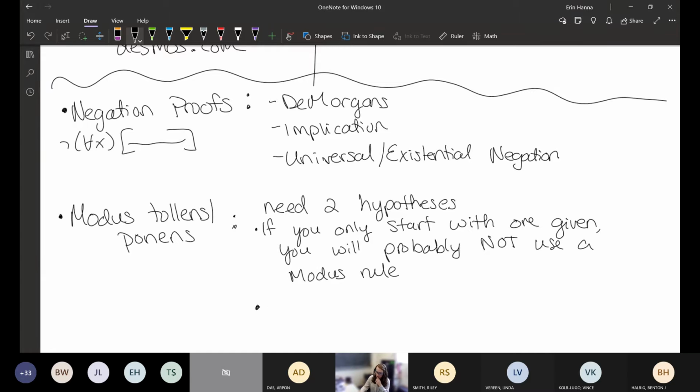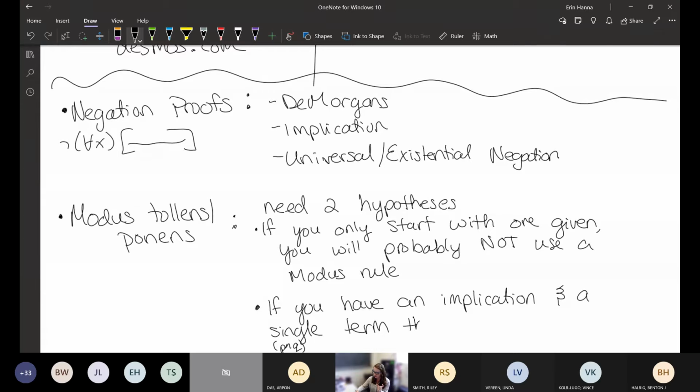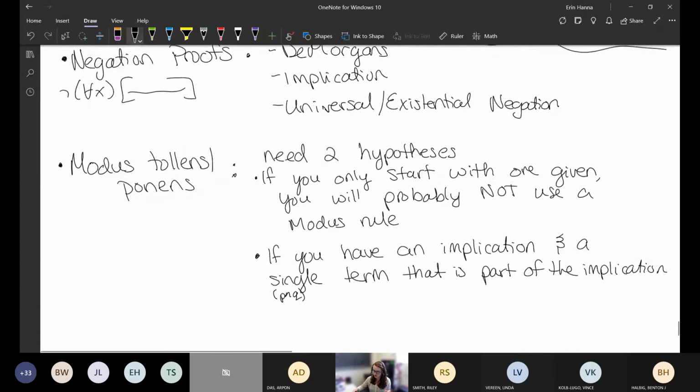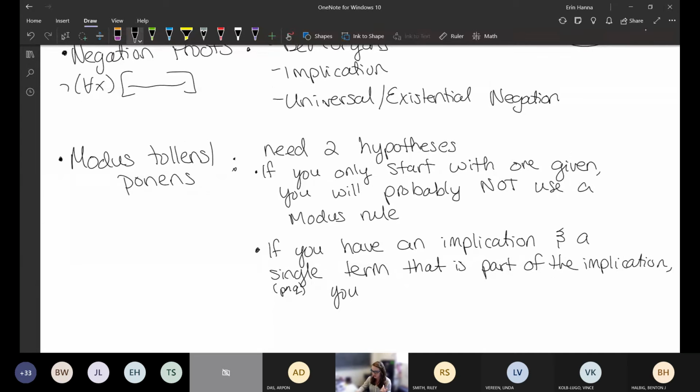But if you have an implication and a single, I should be careful with that term because sometimes it could be something like P and Q, so keep that in mind. I mean a thing by itself that's part of the implication. So if you have an implication and then you have one of the two pieces of the implication by itself, possibly with a negation, you should think modus.